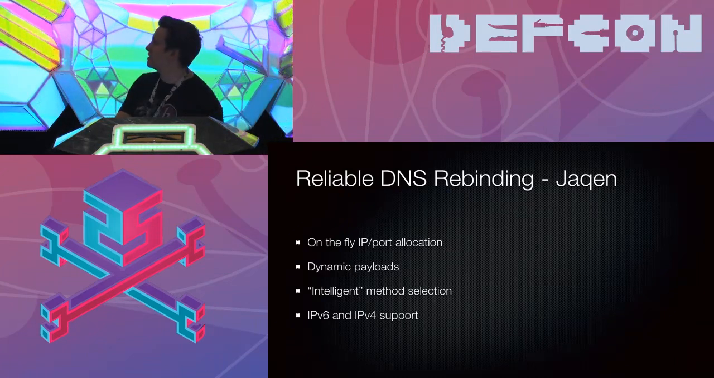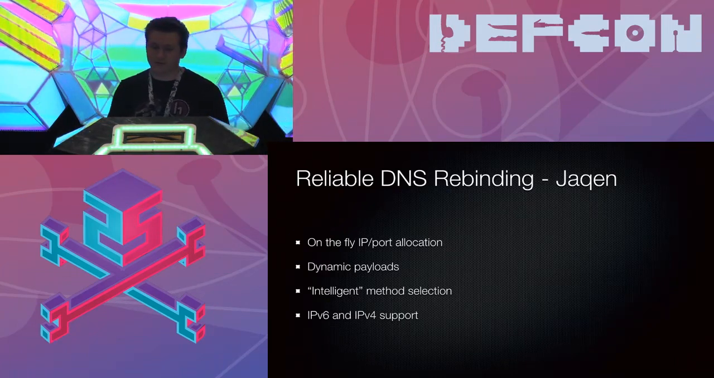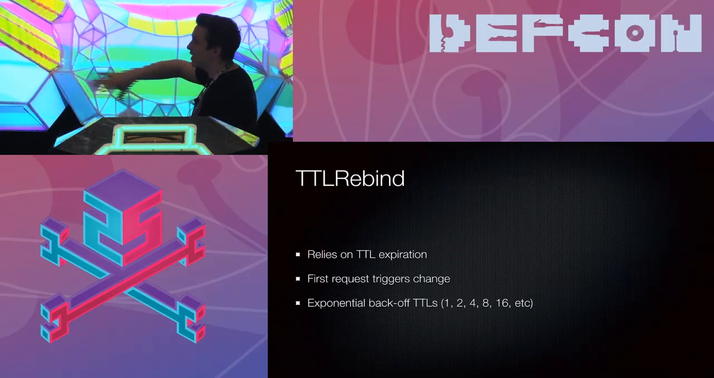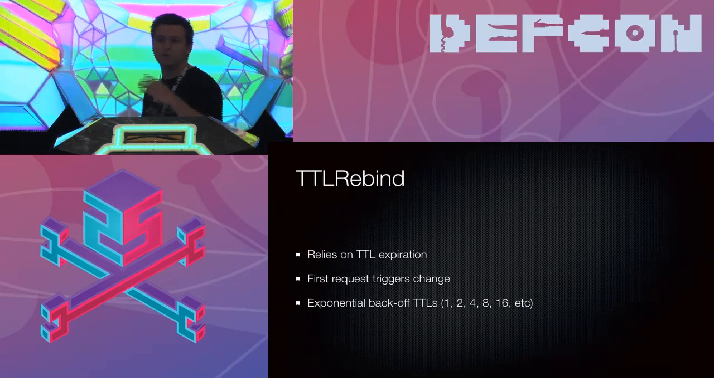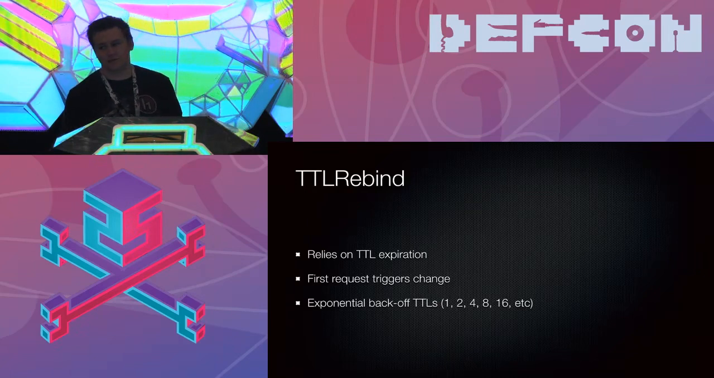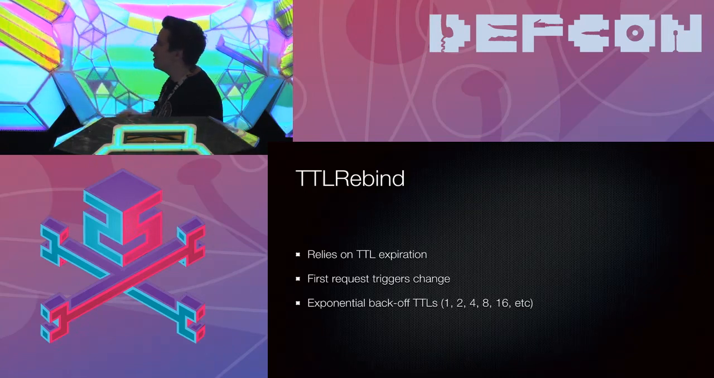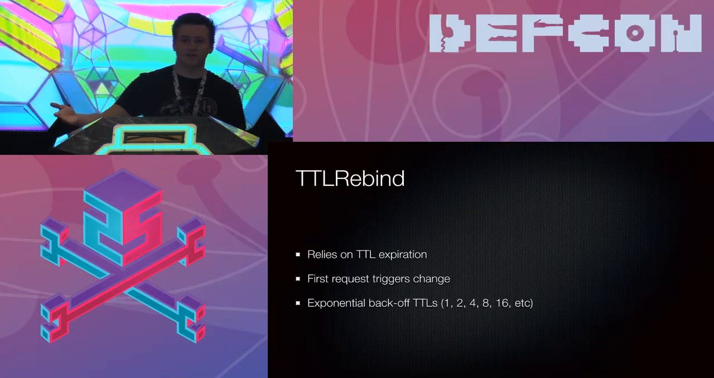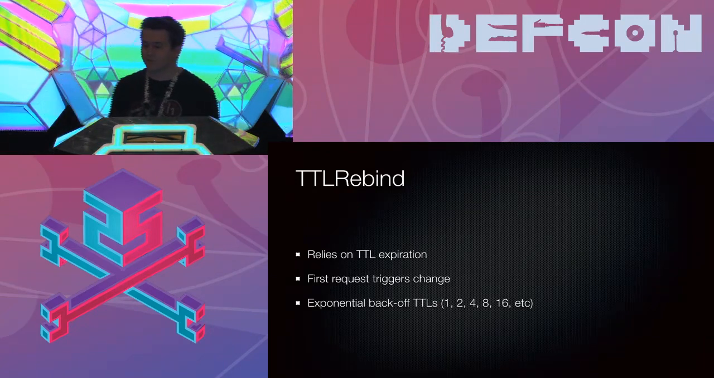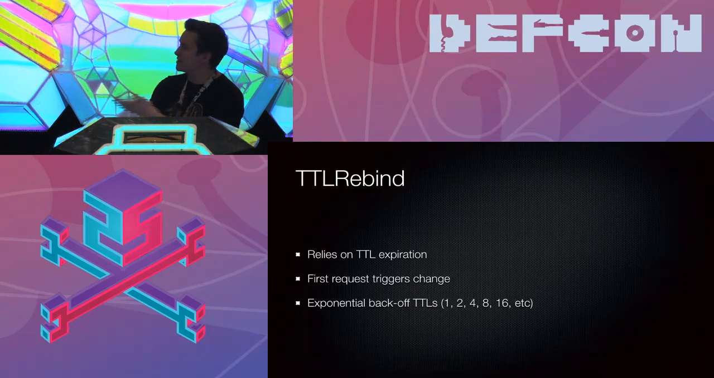So let's talk quickly about the different types of rebinds that this tool supports. TTL rebind is kind of the simplest rebind. This is the one I showed you guys earlier. Basically, you rely on the TTL expiring for that record. So you send one answer and then immediately flip: anytime you get asked about that question again, you send a different answer. And then you exponentially back off on those TTLs to handle weird edge cases with caches.